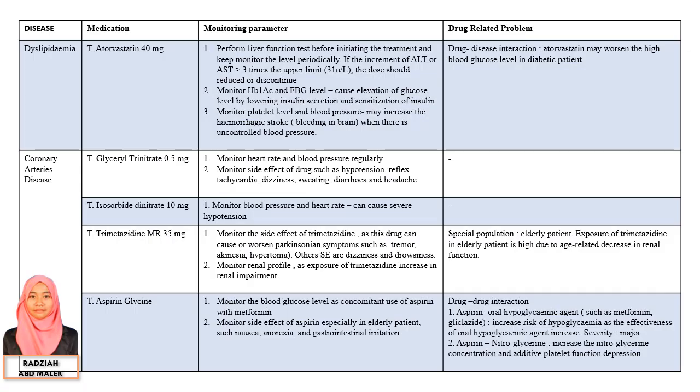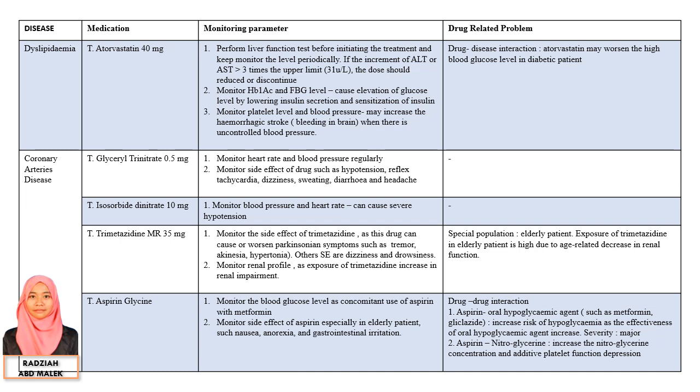For monitoring parameters for atorvastatin, first, as a pharmacist, we need to perform liver function tests before initiating the treatment and keep monitoring the level periodically. If the increment of the ALT or AST is more than 3 times the upper limit, the dose should be reduced or discontinued. Second, the pharmacist also needs to monitor the HbA1c and the fasting blood glucose level because atorvastatin can cause the elevation of glucose level by lowering the insulin secretion and sensitization.